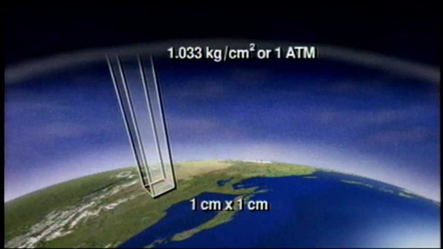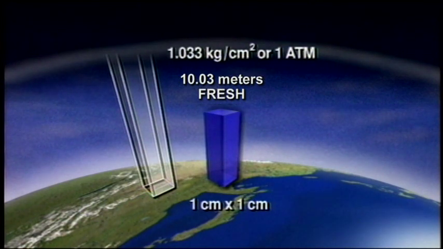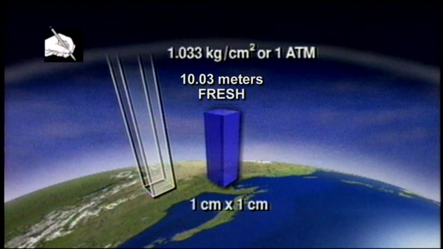If you took a column of fresh water that was 10.3 meters or 34 feet tall and weighed it, you would see that it exerted a pressure of about 1 bar, or 14.7 psi. This equals the pressure exerted by the atmosphere at sea level. Therefore, 10.3 meters or 34 feet of fresh water is equal to 1 atmosphere of pressure.